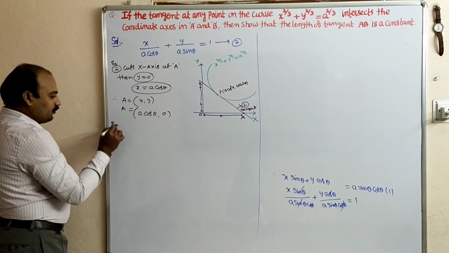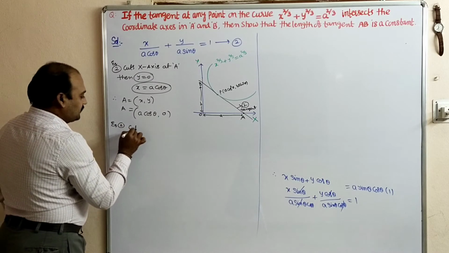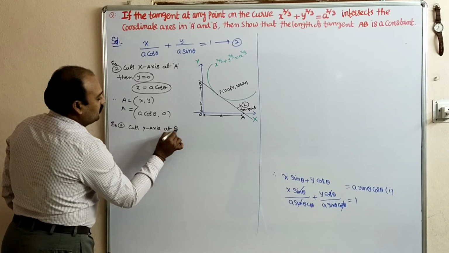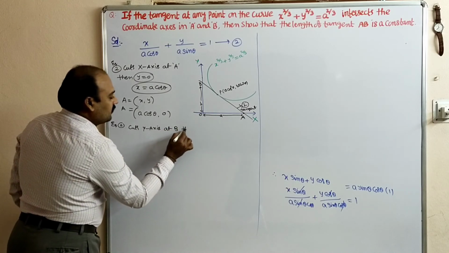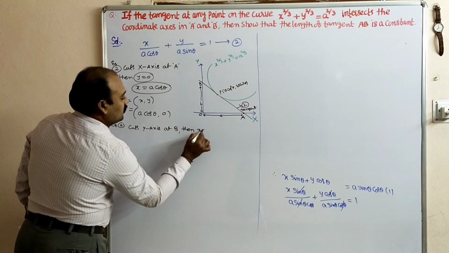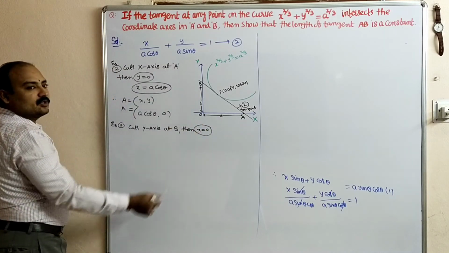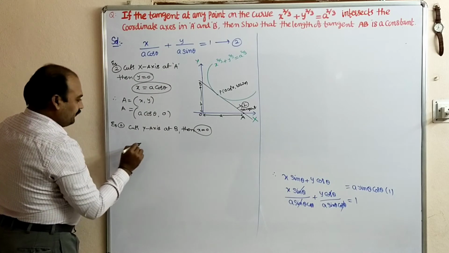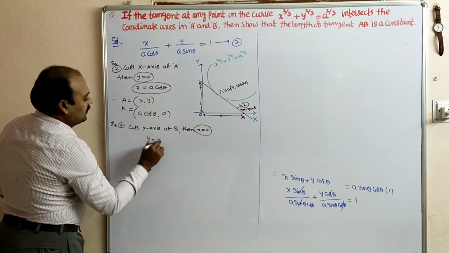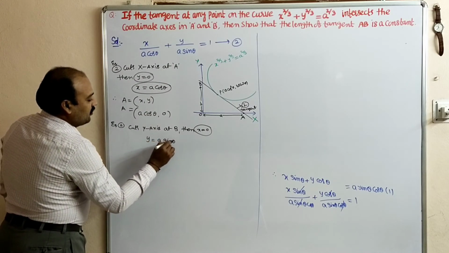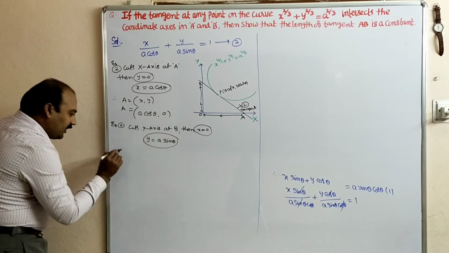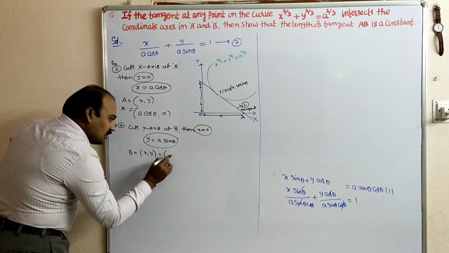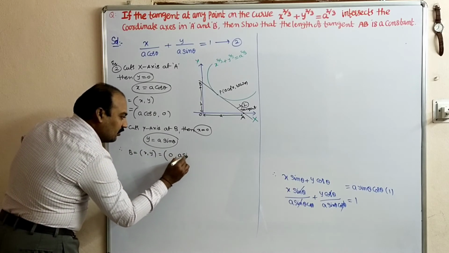Similarly, equation 2 cuts the y-axis at B, then x is equal to 0. On the y-axis x equals 0. So whenever x is equal to 0, substitute in this equation 2, you will get y is equal to a sin theta. Therefore the coordinates of B, x comma y, are 0 comma a sin theta.